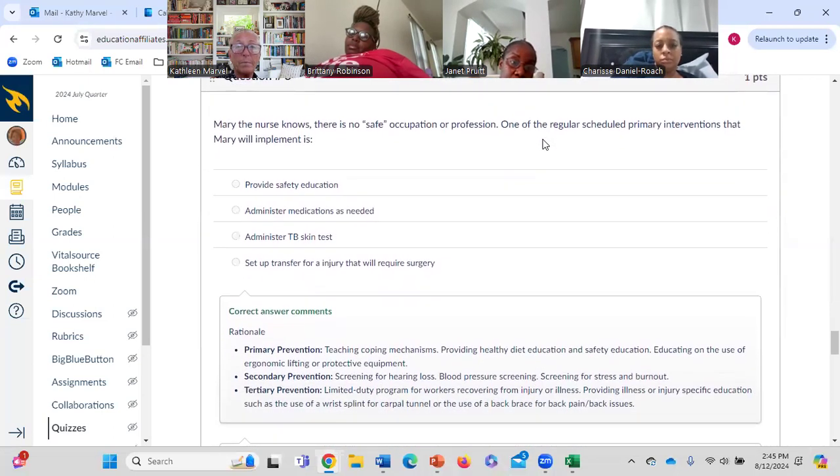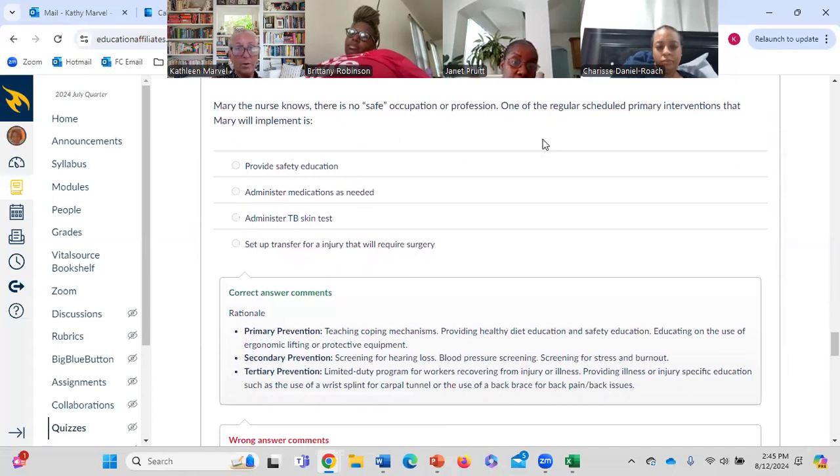Okay. Question 8. Mary, the nurse, knows that there is no safe occupation or profession. One of the regular scheduled primary interventions that Mary will implement. Which one is primary? Provide safety education. Education, provide safety education, as to prevent something from happening.